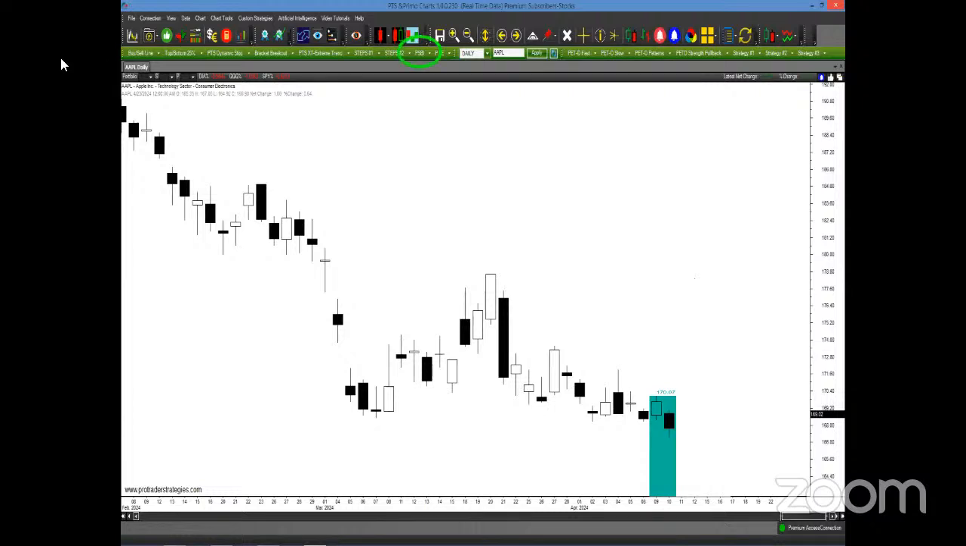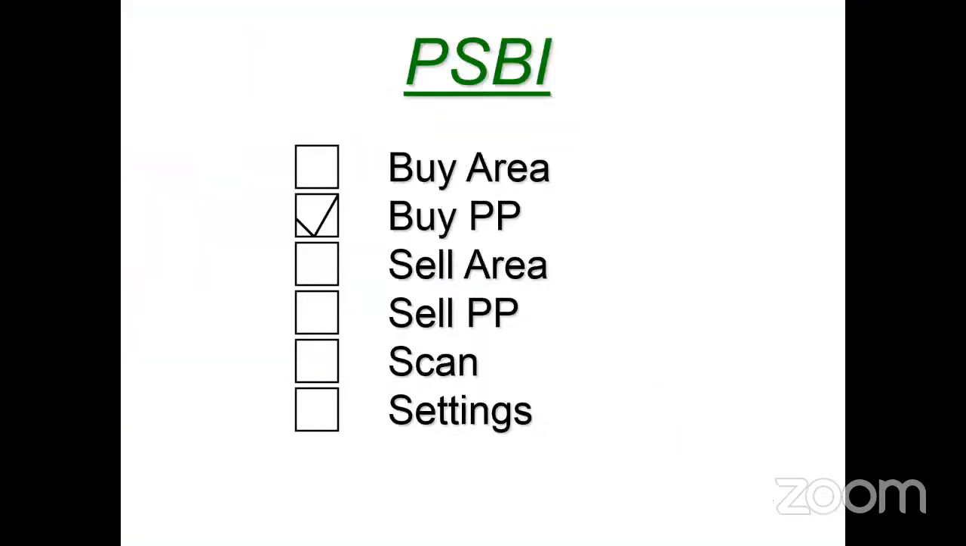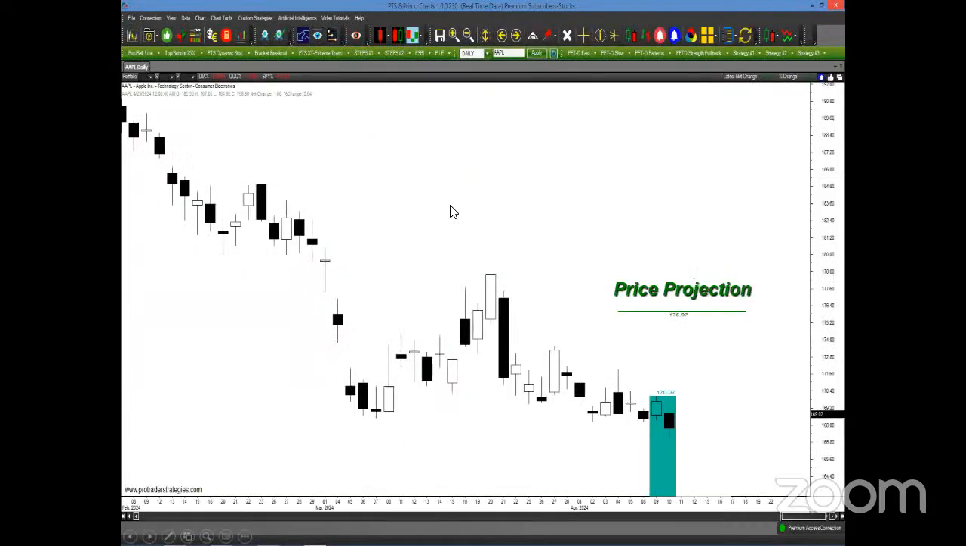You click on, once again, the PSBI right here. And before, where you click on buy area, you want to click right below it, click on buy price projection, PP. And this will show you, based on a formula, where the price is projected that it should go. Now, it does not mean that it's going to stop there and reverse. Oftentimes it does, but it just means that there's a good likelihood that it will go up to that level. So you can see this displayed even before it breaks out. So this will help you in making your decision if I want to take this trade or not.